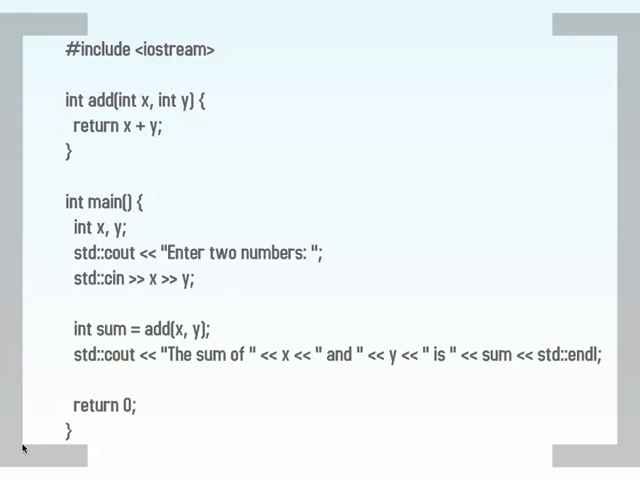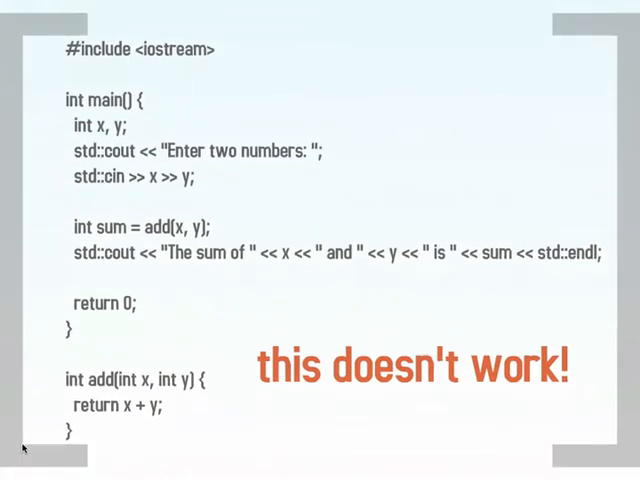Just remember that when you call a function, you write the function name, parentheses, and then the parameters separated by commas. Okay, so the order in which you define functions in your code matters. If we were to switch the order in which we define the main function and the add function, this isn't actually going to work. In C++, you always have to define a function before you use it.